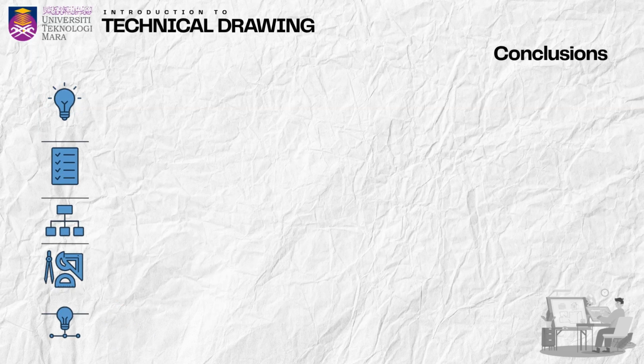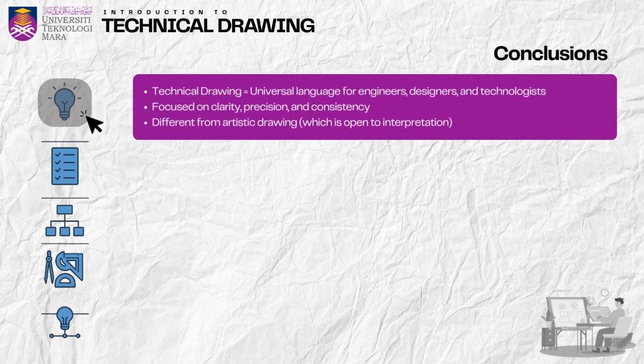For the conclusion, in this chapter, we've explored the foundations of what technical drawing really is, not just lines on paper, but a universal language used by engineers, designers, and technologists to communicate ideas clearly and precisely. We saw how technical drawing differs from artistic drawing. One is open to interpretation, while the other is all about accuracy and consistency.